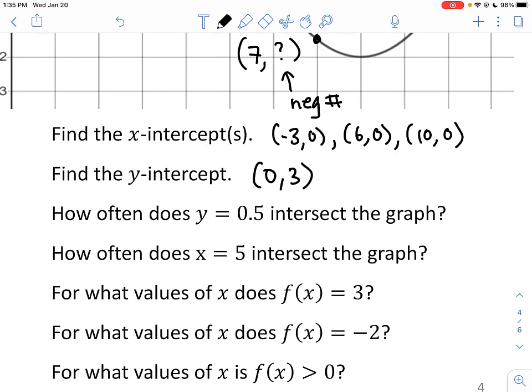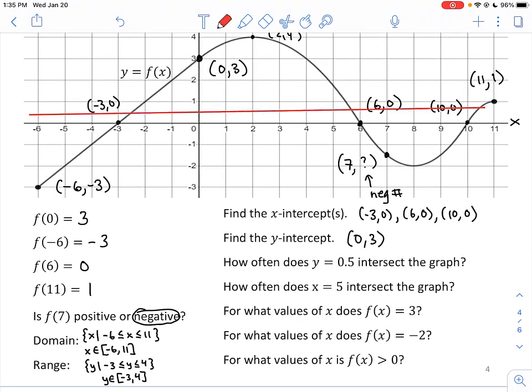How often does y equals 0.5 intersect the graph? Y equals 0.5 is this horizontal line. It's all points that have a y-coordinate of 0.5. So every point on that red line, and we're just wondering how many times this red line intersects our function. And you can see there's 3 points of intersection.